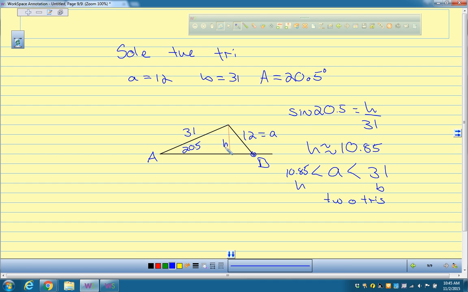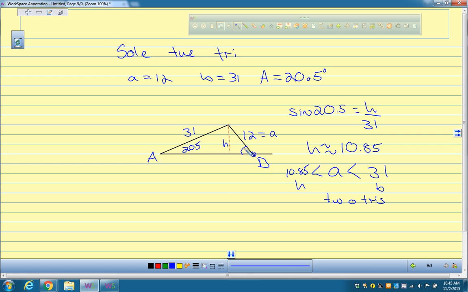So A is between this. So first you have to find H. Okay? And so now I know, well, this is bigger than H, so it can go here. You could have one triangle, or I could have two triangles. Okay? And since it's between.